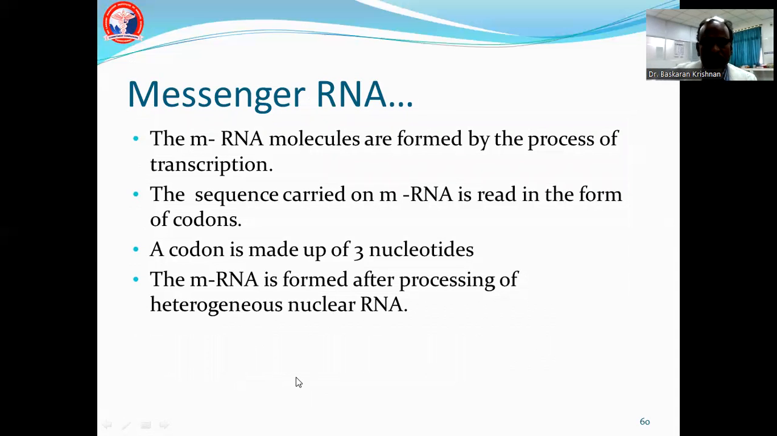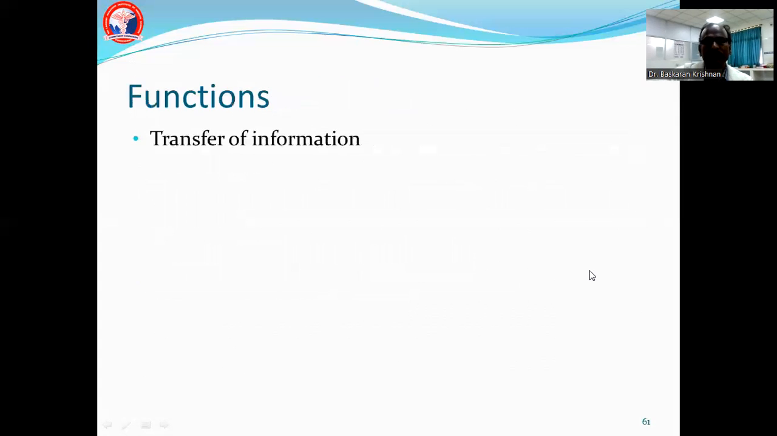Messenger RNA is formed by the process of transcription. The sequence carried on mRNA is read in the form of codons, the codons present in the messenger RNA, and each is a triplet of 3 nucleotides. mRNA is usually formed after processing of heterogeneous nuclear RNAs. Function: transfer of information from genes to translation.